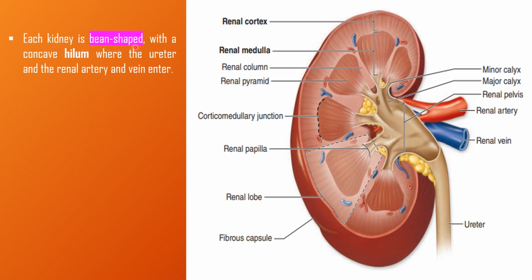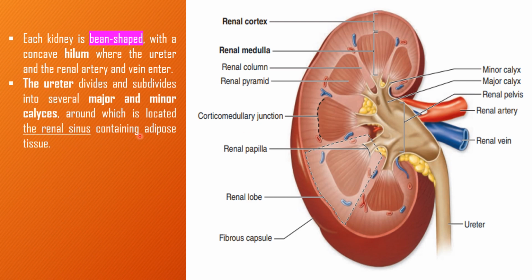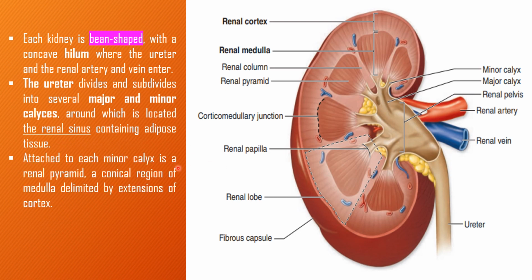Each kidney is bean-shaped with a concave hilum, where the ureter and the renal artery and veins enter. The ureter divides and subdivides into several major and minor calyces, around which is located the renal sinus containing adipose tissue. Attached to each minor calyx is the renal pyramid, a conical region of medulla delimited by an extension of the cortex. The cortex and hilum are covered with a fibrous capsule.